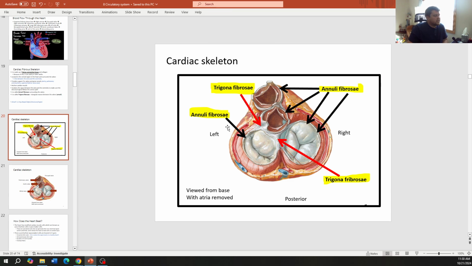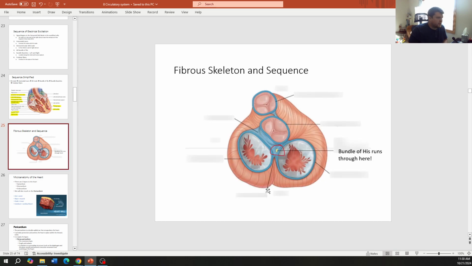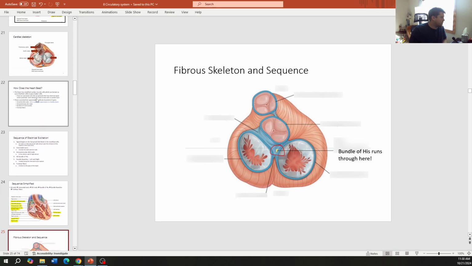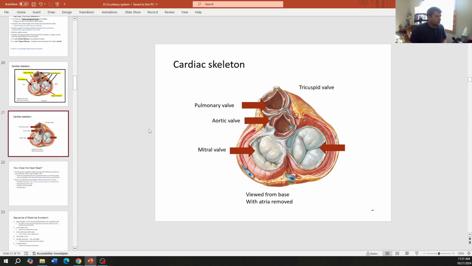Okay. So here we can see the annuli fibrosae, this part that immediately surrounds the vessel, and then we have the triangular pieces in between that connect all of the annuli, and those are our trigona fibrosae. I have a little bit of a better picture right here. You can see the rings themselves are the annuli, and the in-between parts are the trigona. Here's just another picture with each of those individual valves: pulmonary, aortic, mitral, and tricuspid.